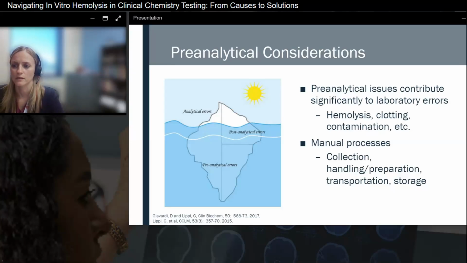Some common pre-analytical errors include hemolysis, clotting, and contamination. The pre-analytical phase is particularly prone to errors due to the numerous manual steps involved in this process, including sample collection, handling, and preparation, as well as sample transportation and storage of the specimen before testing.